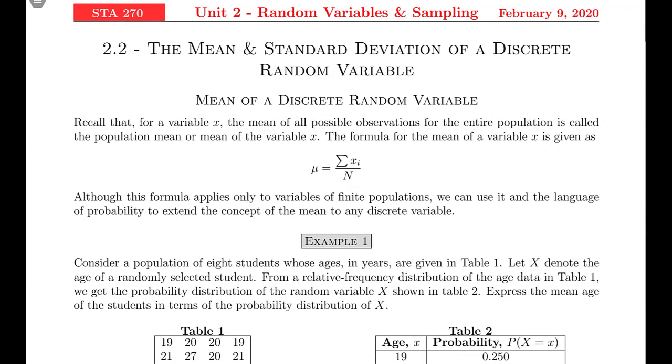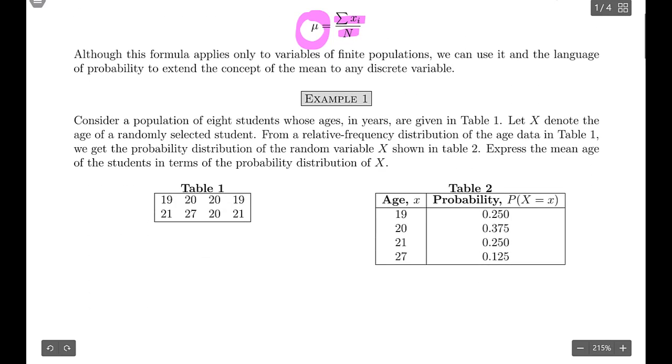In section 2.2, we're going to look at the mean and the standard deviation of a discrete random variable. In our first set of notes, 2.1, we introduced the discrete random variable, and now we're going to look at some statistical calculations that we can apply to it. Just remember, the mean of any variable x was simply computed by taking the sum of all the values divided by the number of values. Now we can extend that into discrete random variables.